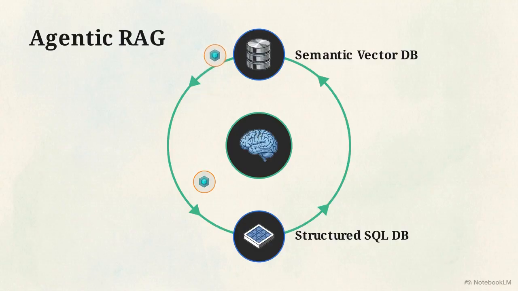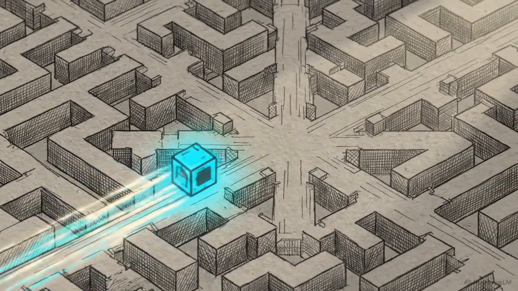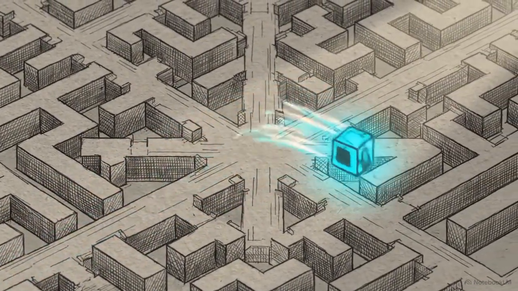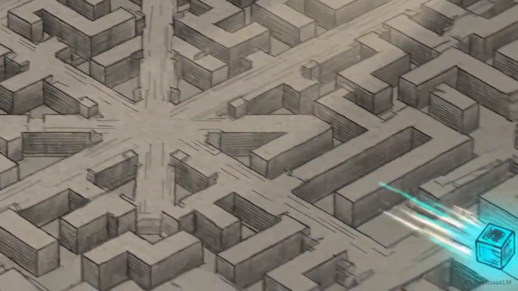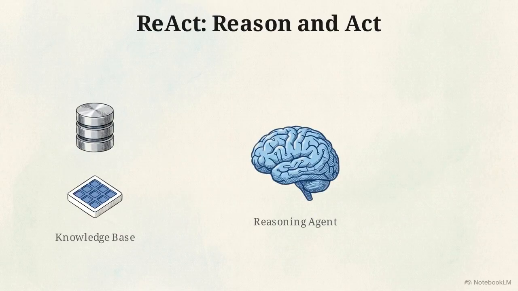Next, it routes those subqueries to the right places. It might send the B2B policy search to a semantic vector database and send the exceptions query directly to a structured SQL table. The agent is now actively navigating the enterprise data architecture. It abandons simple keyword matching in favor of deliberate, strategic information gathering. This introduces a pattern known as ReAct, or reason and act.